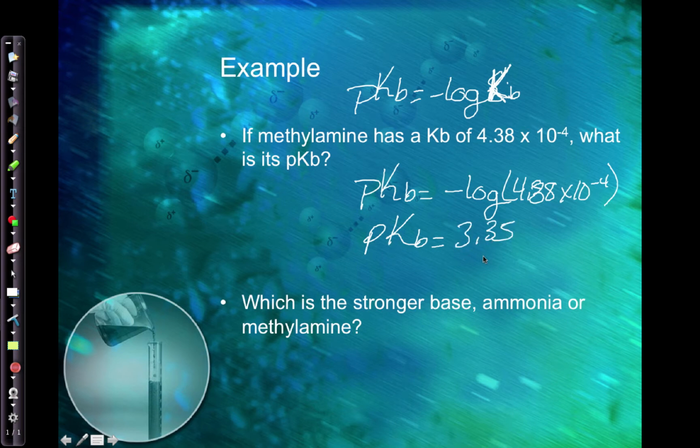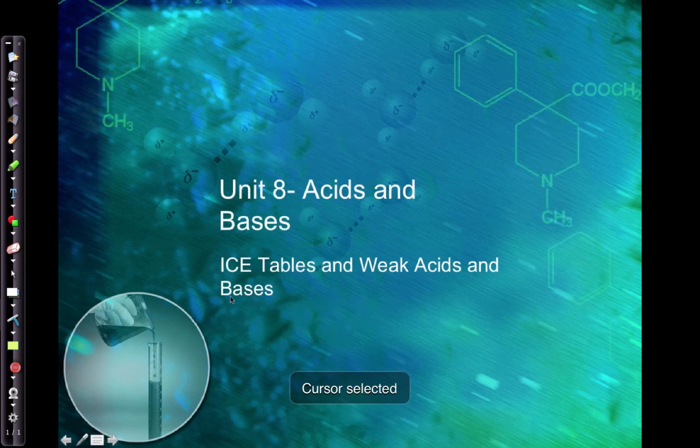pKb is equal to 3.35. So which one is stronger, ammonia or methylamine? Well, methylamine's pKb is 3.35, and ammonia was 4.75 on the last problem. So that means that the smaller one will be the stronger base. So methylamine is a stronger base than ammonia. All right.